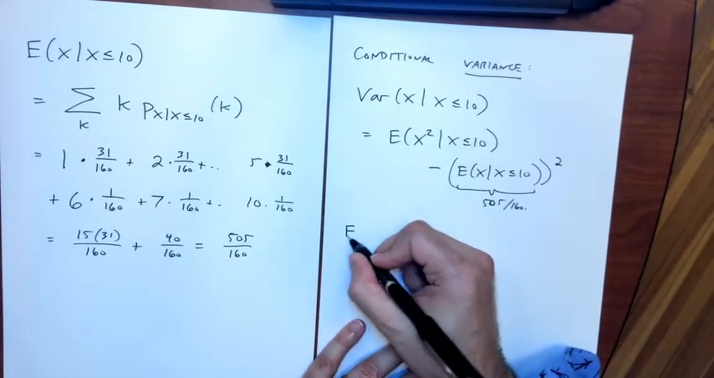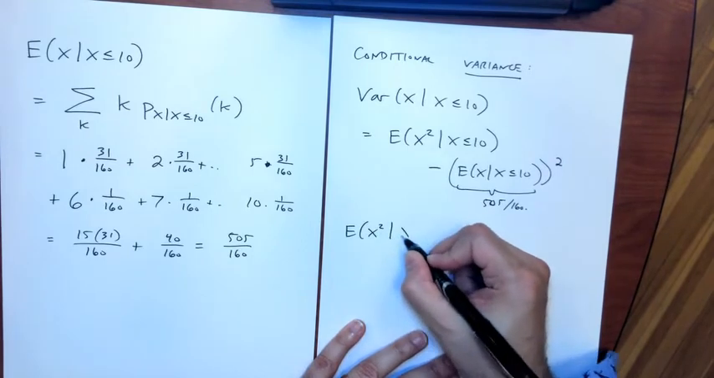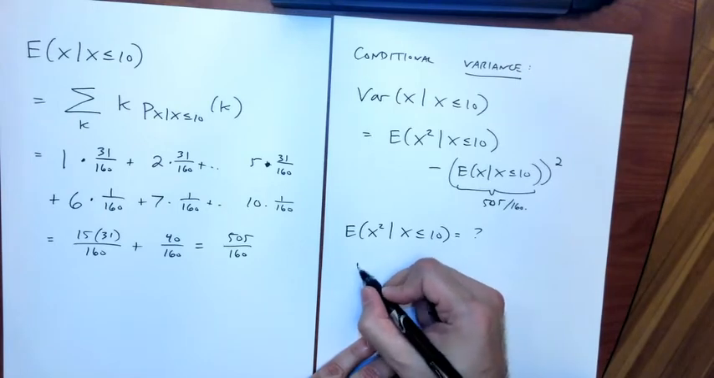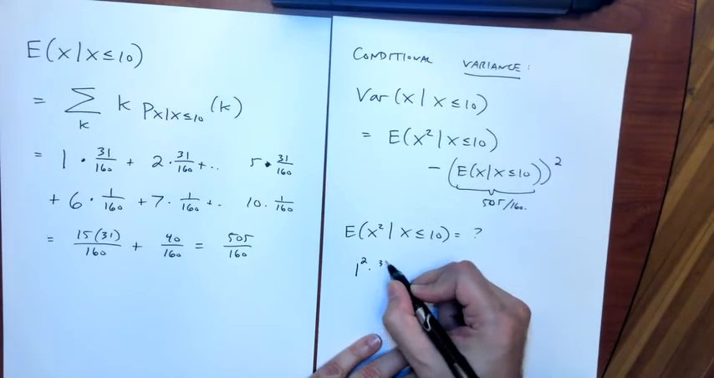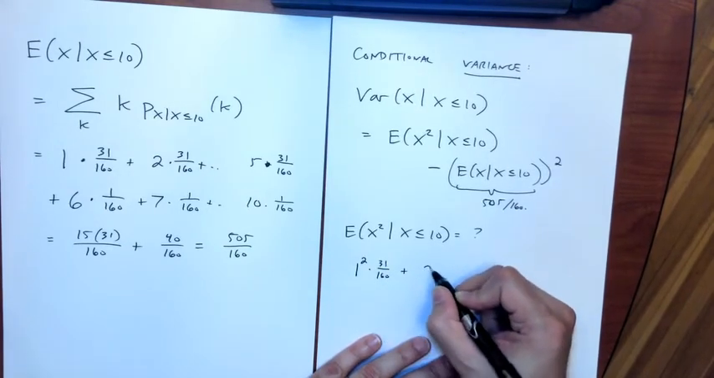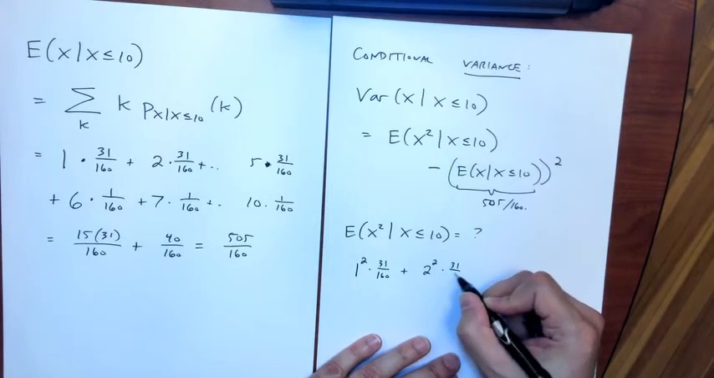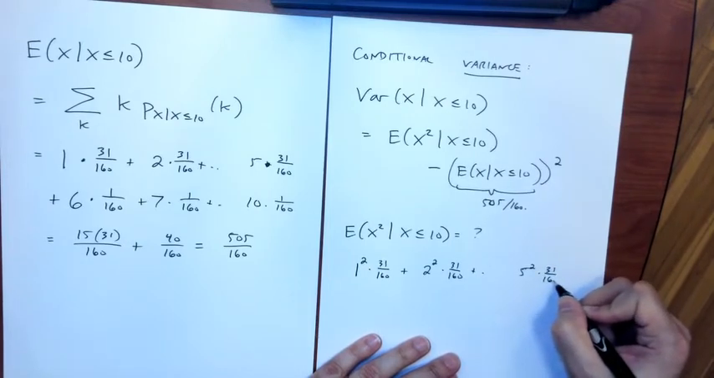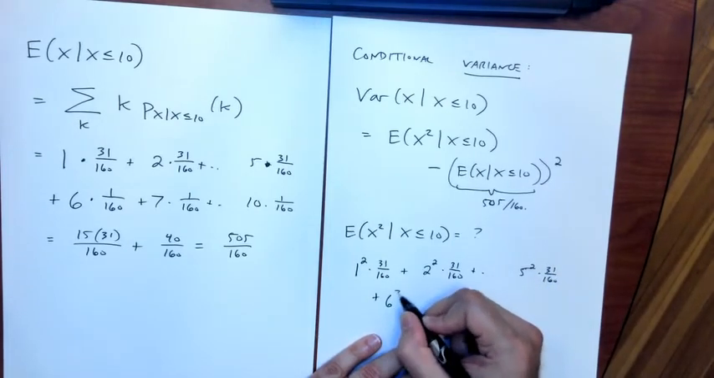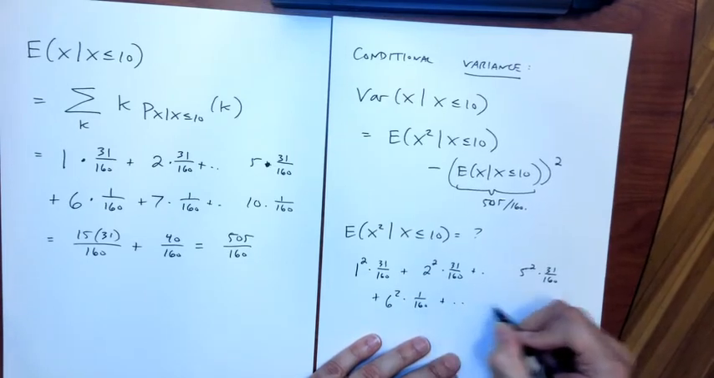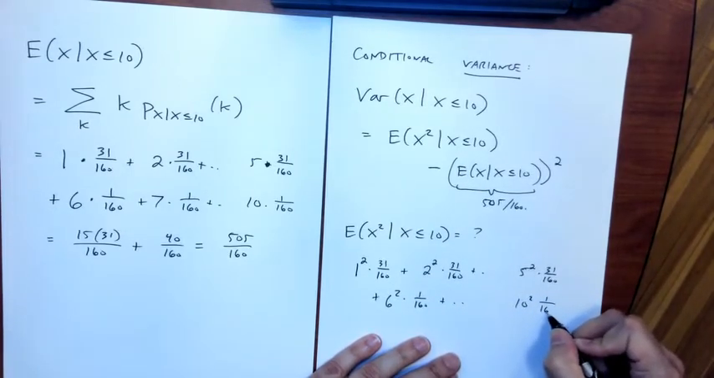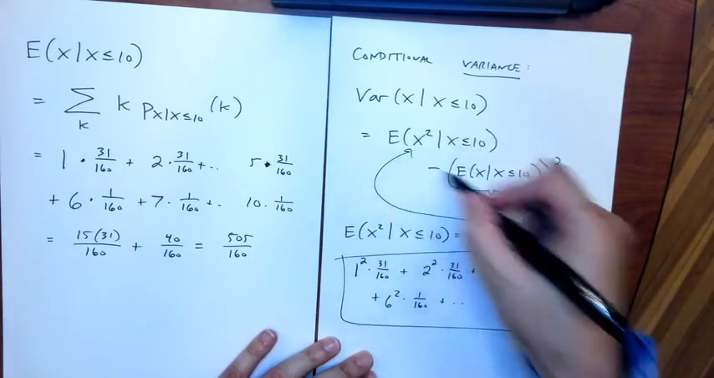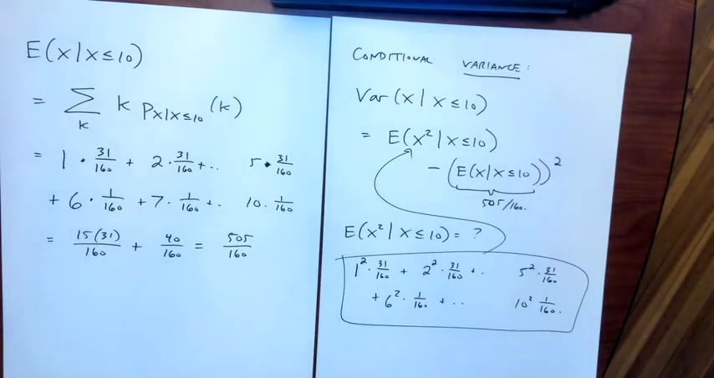What would be the expected value of x squared given this? Well, it would be the probability of getting 1 squared times that probability, plus the probability of getting 2 squared times that probability, plus the probability of getting 5 squared times that probability, plus 6 squared times that probability, and so on. And I'm not going to work all this stuff out, right? But I could compute whatever this number is and plug it into here and subtract this, and that would be my conditional variance, right?